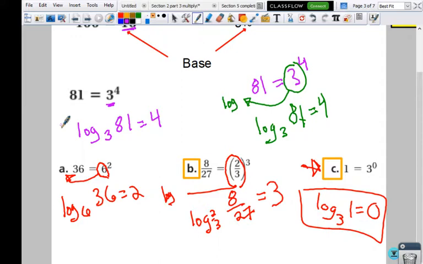If there's no exponent, look at it. Is it 1? Yes. Okay.